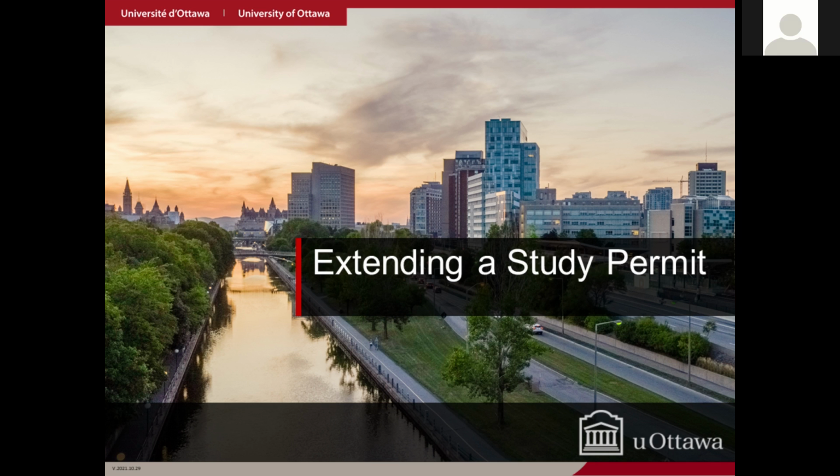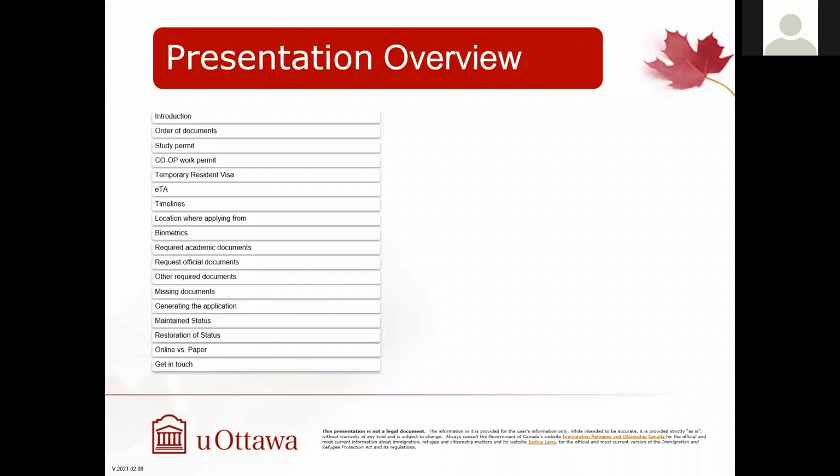So, extending a study permit. Let's dive in here. We're going to do a brief introduction and talk about the order in which you should renew your documents. We're going to do a quick refresher on the difference between study permit, co-op work permit, temporary resident visa or TRV, and electronic travel authorization or ETA. We'll talk about the timelines, so when you should be applying to extend your study permit.